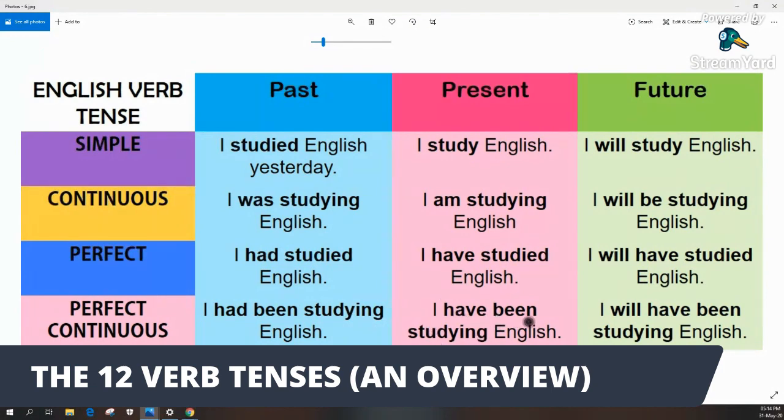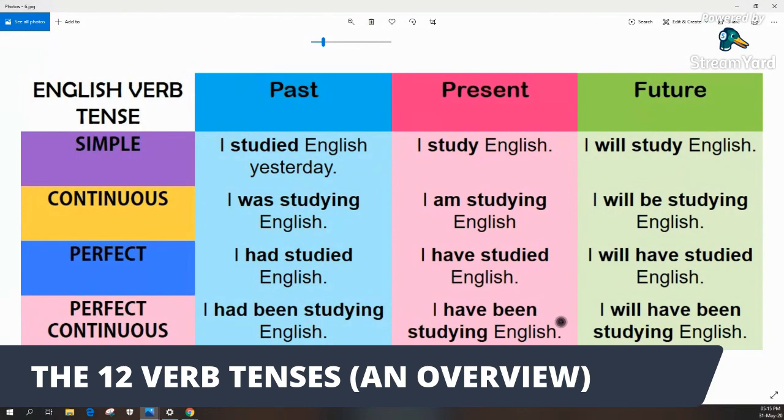Next, present perfect continuous. I have been studying English. So when to use this one? This is to indicate an action which started at some point in the past and may or may not be complete. Another example.